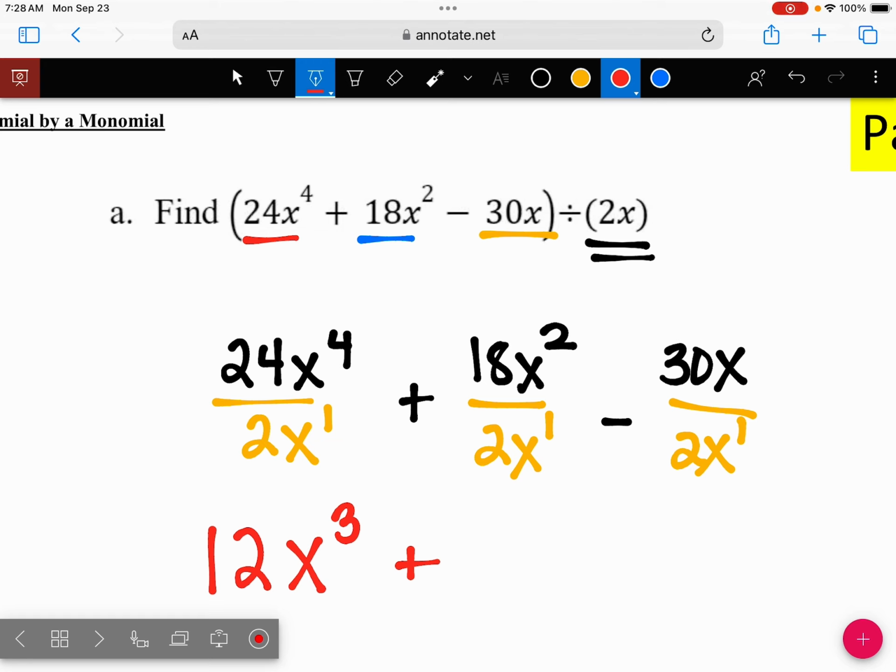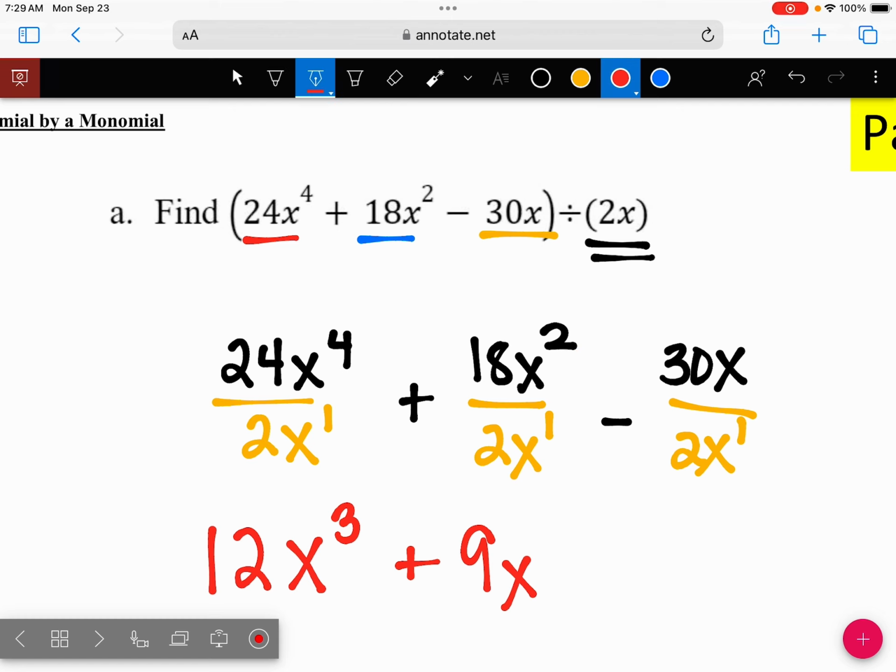Okay, so 18 divided by 2. So we got 18 divided by 2, which would be 9. And now we have to subtract. So I have 2 upstairs and 1 downstairs. So when you subtract 2 minus 1, you just have 1.